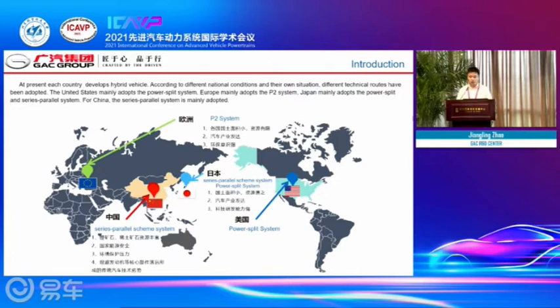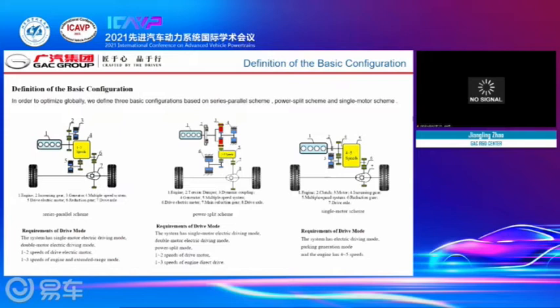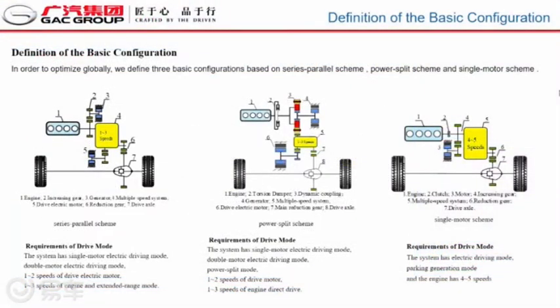At this time, each country develops hybrid vehicles according to different conditions and their own situation. Different technical routes have been adopted. America mainly adopts the power split system, Europe mainly adopts the P2 system, and Japan mainly adopts the power split system and the serial parallel system. For China, the serial parallel system is mainly adopted. In order to optimize globally, we define three basic configurations.